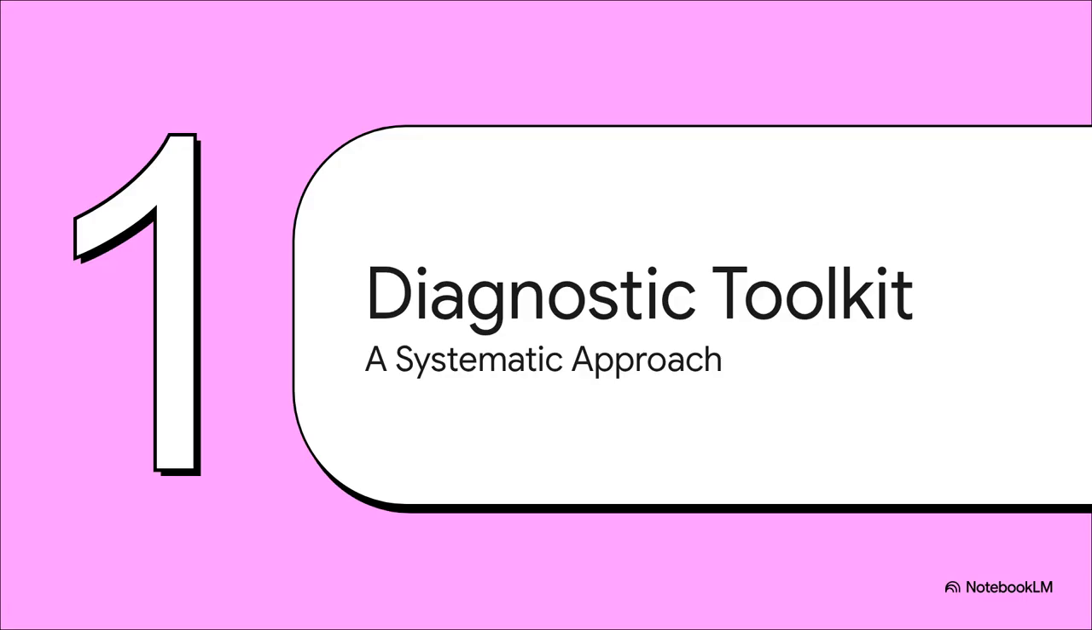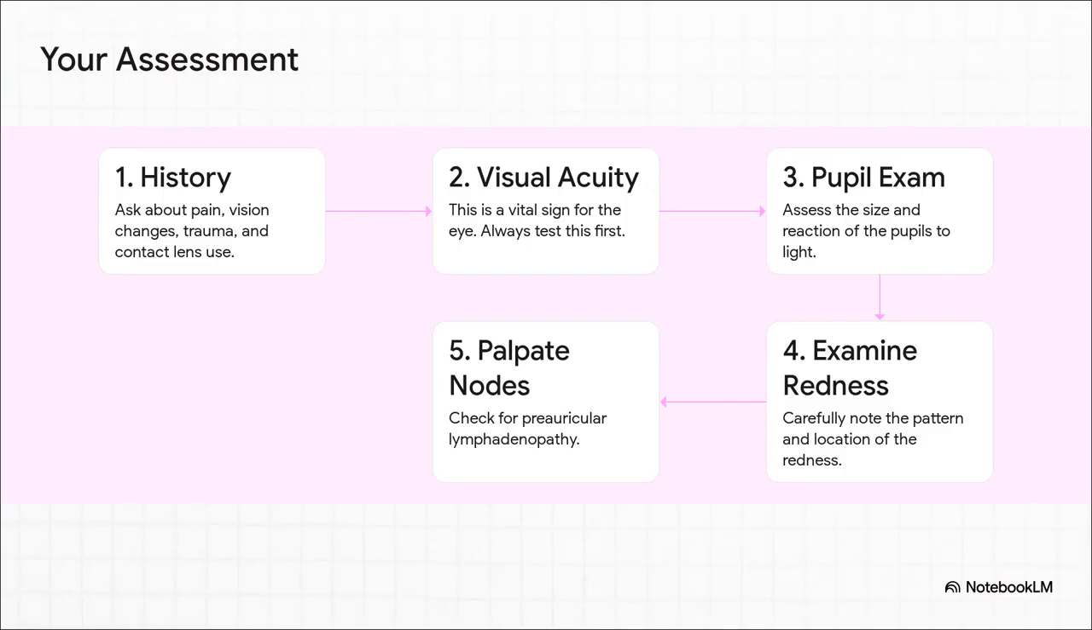This is all about having a reliable, step-by-step method to assess every patient who comes in with a red eye. This is your foundation. So your assessment has to be methodical every single time. You start with a history. Is it one eye or both? Any recent trauma? And you have to ask about pain, any changes in their vision, and if they wear contact lenses. That last one is a massive clue.